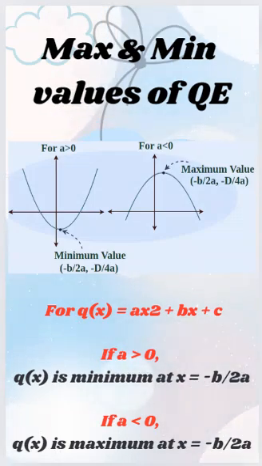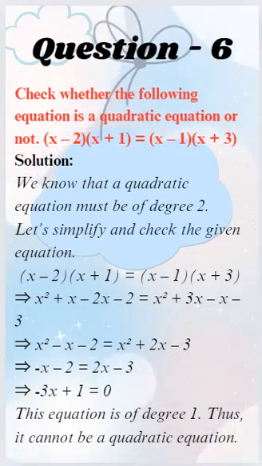Next question is to check whether the following equation is a quadratic equation or not. The equation is (x minus 2)(x plus 1) equal to (x minus 1)(x plus 3). A quadratic equation must be of degree 2. Simplify the equation by multiplying using algebraic rules. You will get the final equation minus 3x plus 1 equal to 0. This is a linear equation of degree 1. It is not a quadratic equation.